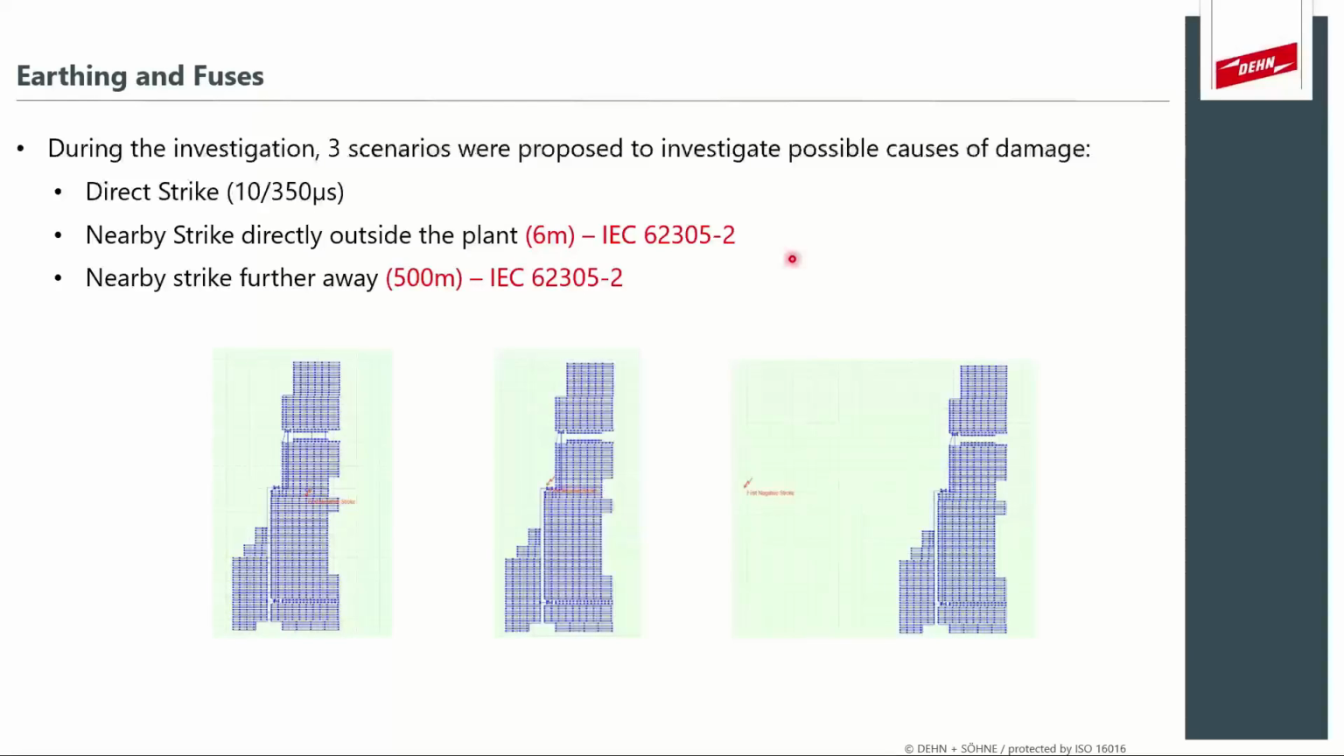And then lastly, we look at the furthest point where we can have surge damage. So that's up to 500 meters away. We said from that calculation, you can see we strike lightning 500 meters away from the PV plant.